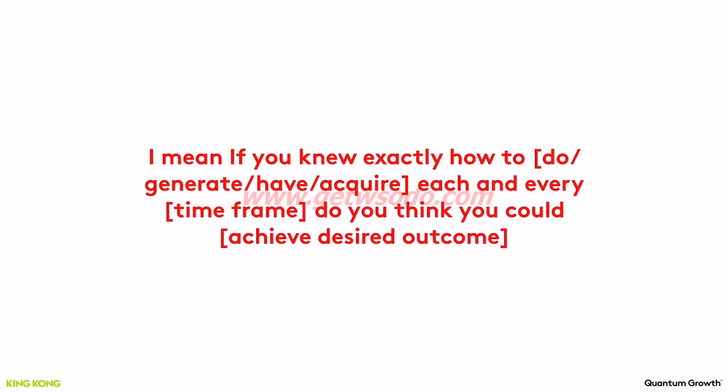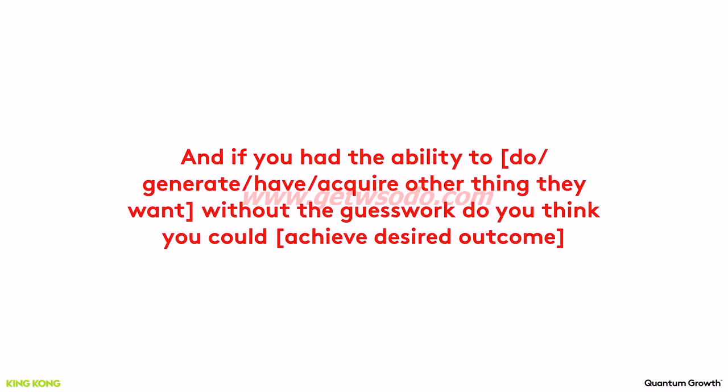I mean, if you knew exactly what foods to eat, at what point to eat them, and what exercise, each and every time that you go to the fridge, do you think that in the next 30 days you could lose weight? And if you had the ability to source, buy, and secure at the best price possible a property portfolio full of properties that were bursting with value without the guesswork, do you think that you would be able to live a life where you are financially free? Excellent.